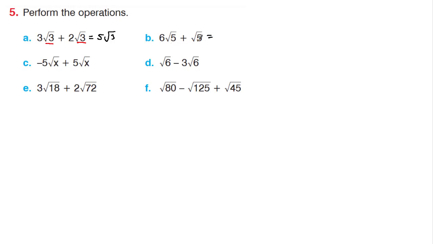Same goes here. We have a common radical, but now we should pay attention. We have a 1 in front. We don't write it because it's not necessary. So 6 and 1 makes 7 root of 5.